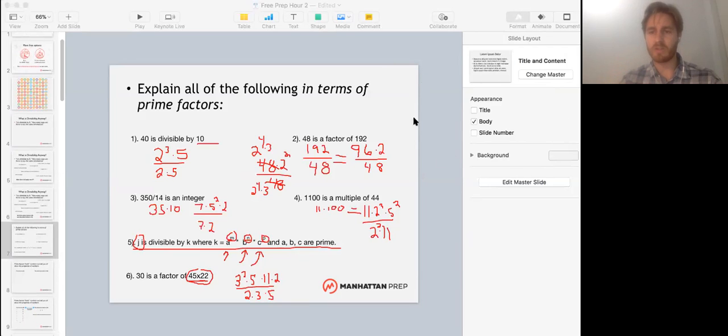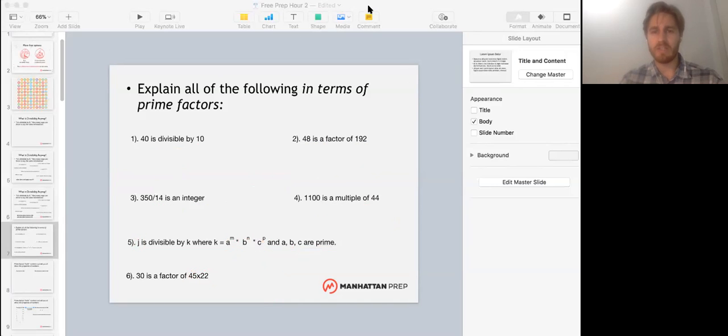ET is asking a question about number 5, I believe. What's your question, ET? Can J be equal to A, B, C? Do you mean A times B times C? Is that what ABC means? Well, it could be equal to ABC.